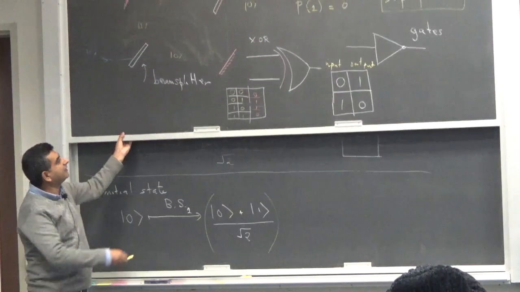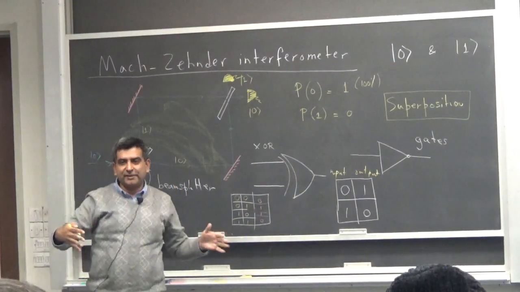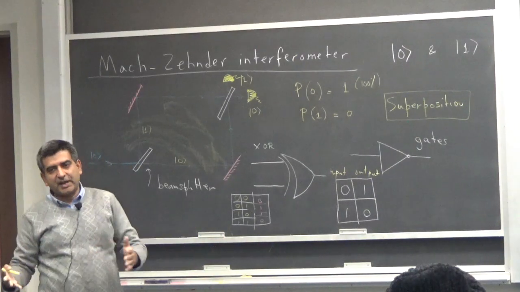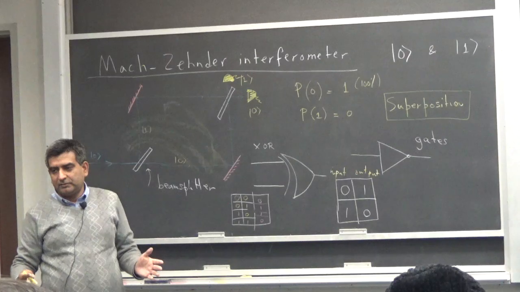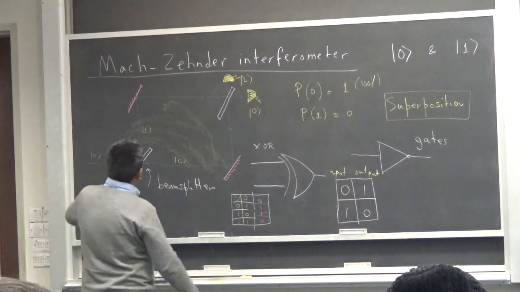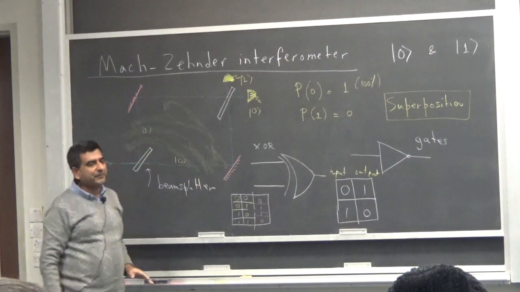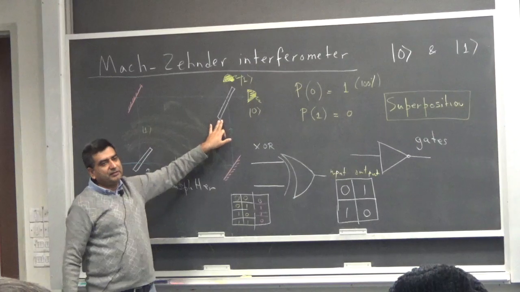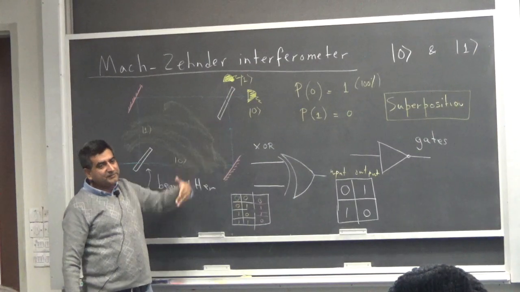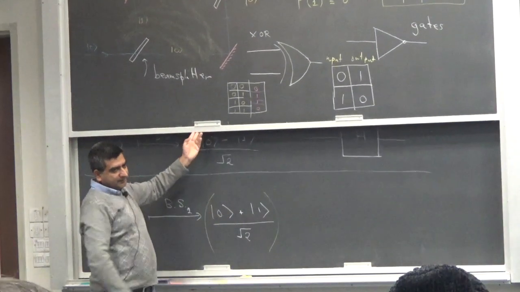And what happens at the mirrors? Nothing special, it just redirects and steers the path of the photon. Nothing interesting happens at the mirrors. Even if something did happen at the mirrors, it's happening identically at both paths, so we can ignore it. And at this beam splitter, let's see what happened. Let's first look at it in this language of kets.